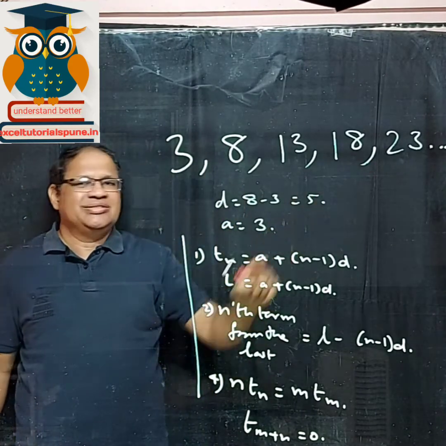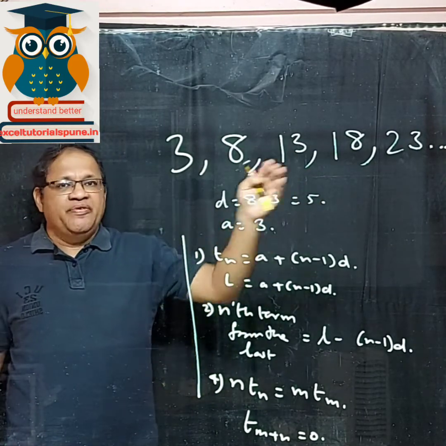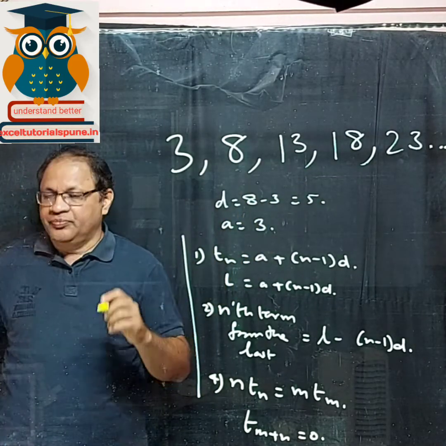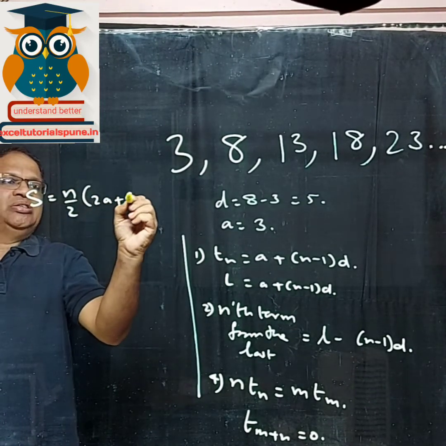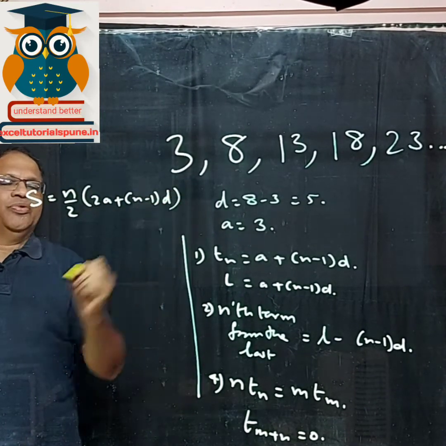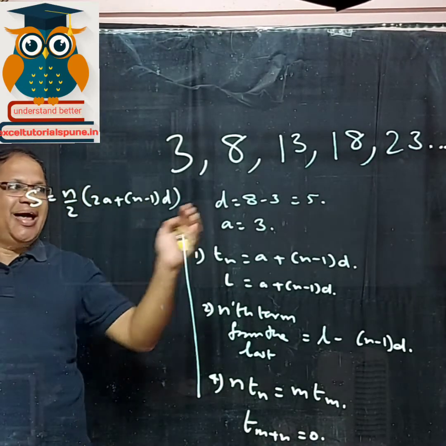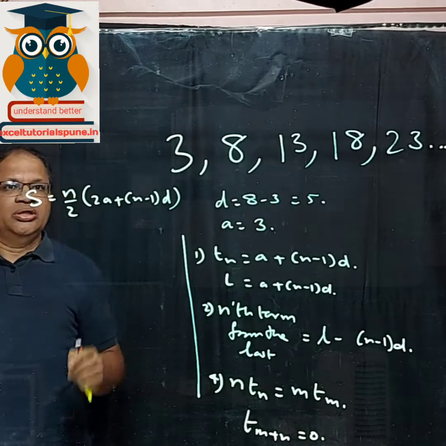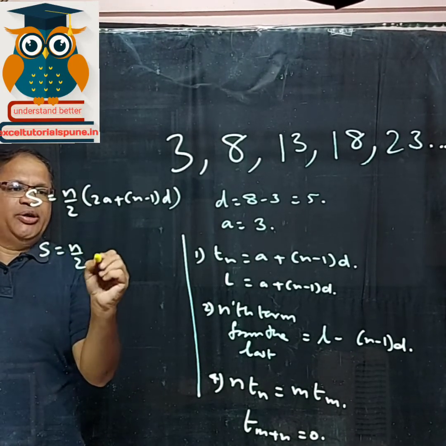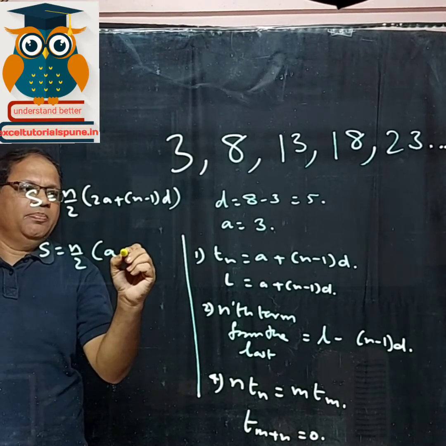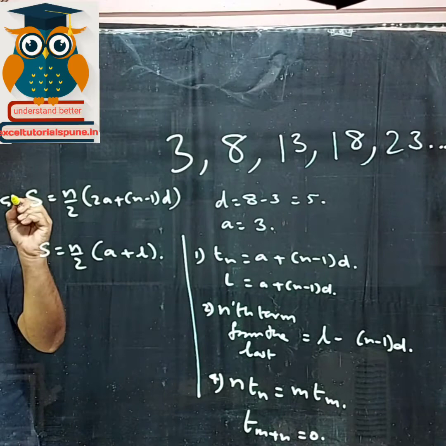Now for the sum of all these terms, instead of adding them there is a formula. S is equal to n by 2 into 2a plus n minus 1 D. This gives the sum of the terms. Now if the last number is known, then there is one more formula: S is equal to n by 2 into a plus L. So this is the fifth formula.